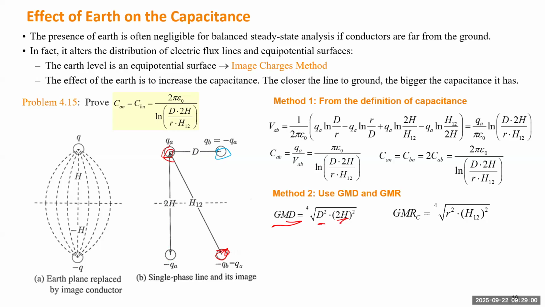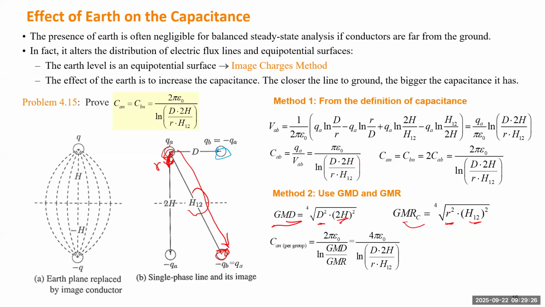For instance, if we choose the red group, we have the radius on its own, and we have the distance, which is 2H, H12, right? Then we move to the next conductor, and we'll have the product of two Rs and the product of two H12, two diagonals. So they will be GMRC.